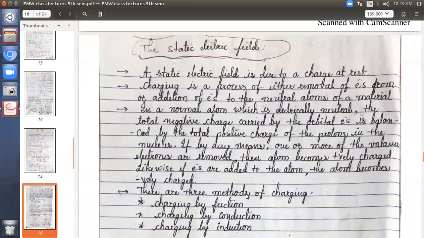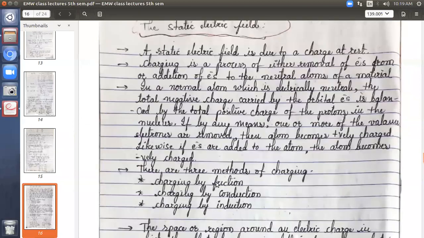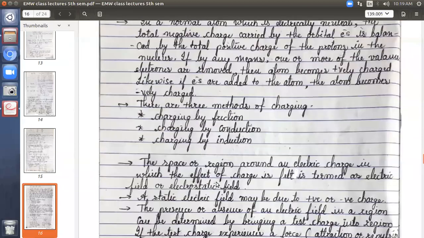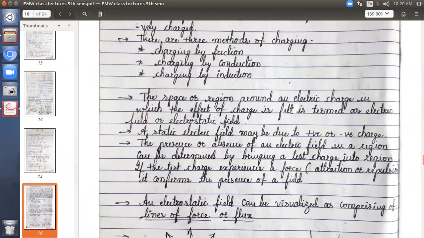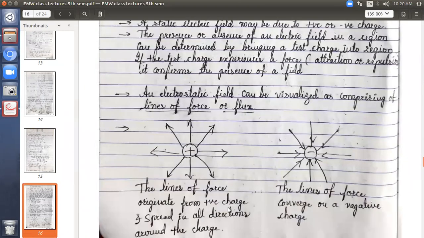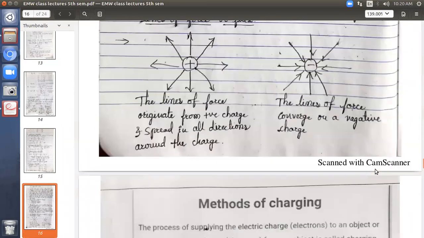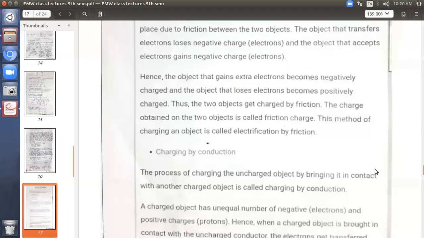And we have seen some basic electrostatics. What do you mean by a charge, a field, the different methods of charging? This was the work given to you to go through in detail about friction, conduction, and induction. Then we have seen some of the conventions used for lines of force for a positive charge and negative charge. And these are the methods of charging.